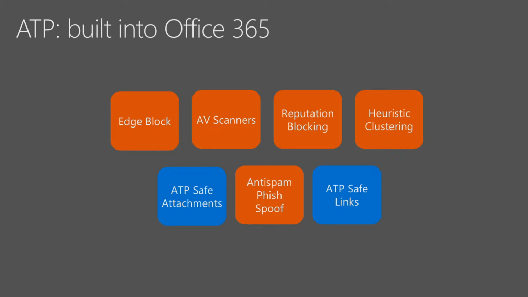So this is the entire anti-malware stack for Office 365 for mail. There's going to be another session tomorrow that goes deep on this entire stack. I've got a pointer to it at the end. I'd encourage everybody to come if you've got time. But today, we're specifically going to zero in on safe attachments and safe links. Those are the two features that make up advanced threat protection.